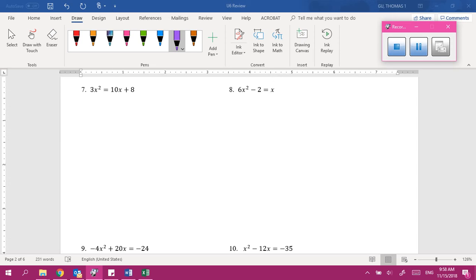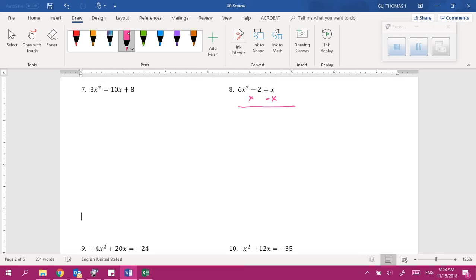Number 8. So this is a factoring and you've got to solve it. So what is the first thing we always do on factoring? Set it equal to 0. So how do I set number 8 equal to 0? What is that, an x? Subtract x. That's right. If I subtract x from both sides, what's my new equation?